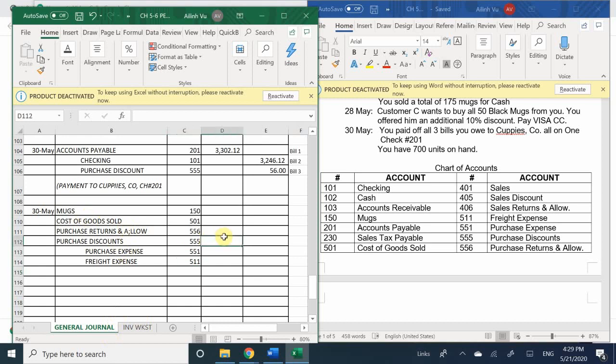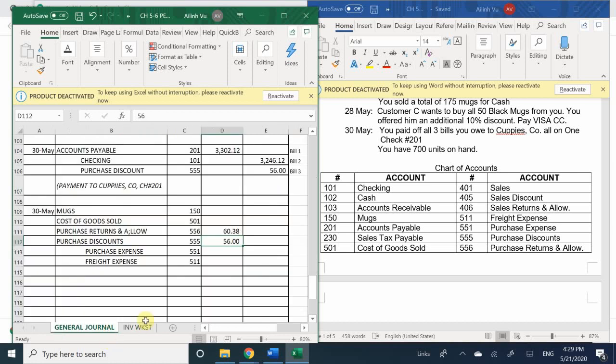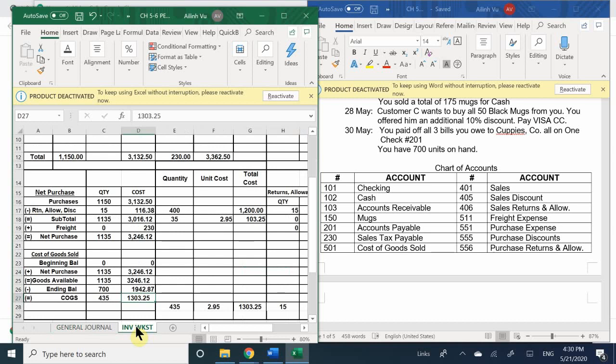So, yes, here the purchase discount is going to be for $56. The sales returns and allowances is going to be for, what was it, $60.38. And then your purchase expense is going to be for whatever you originally purchased it for, so the $313,250. Freight expense was $230. Is that right? Yeah, $230. Okay.